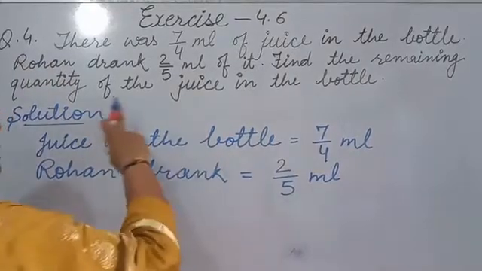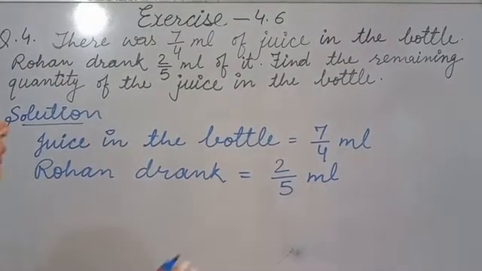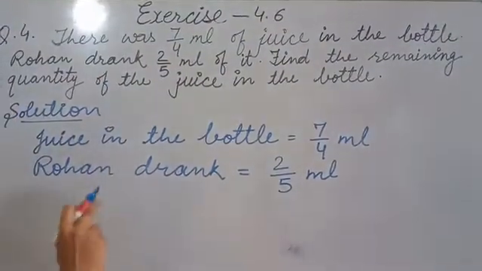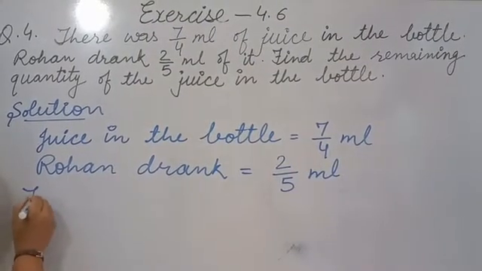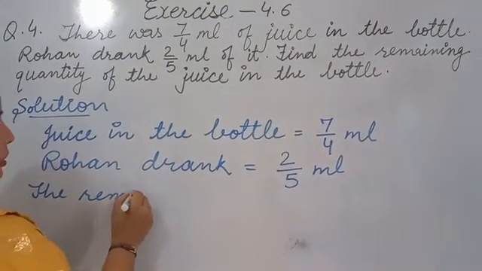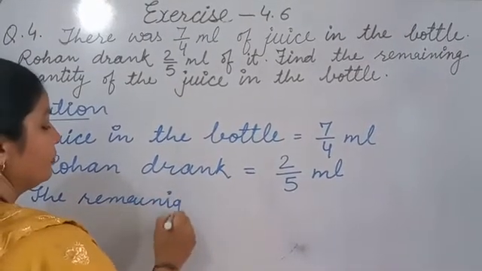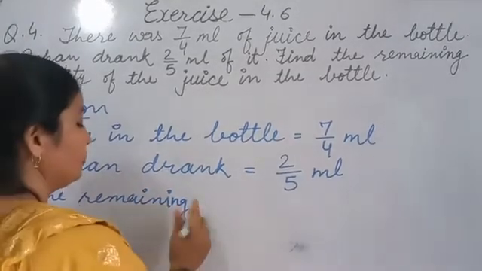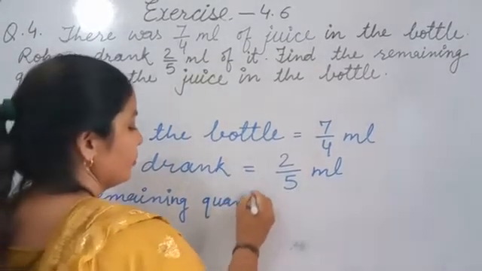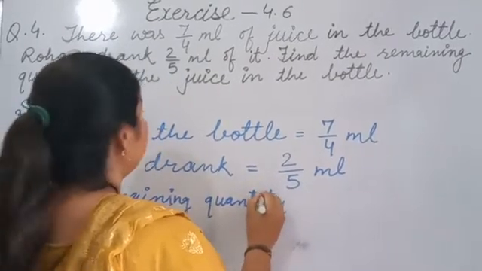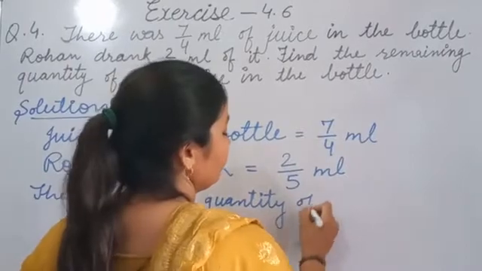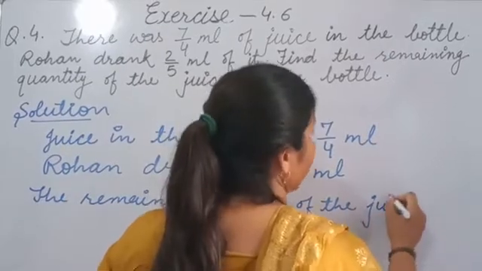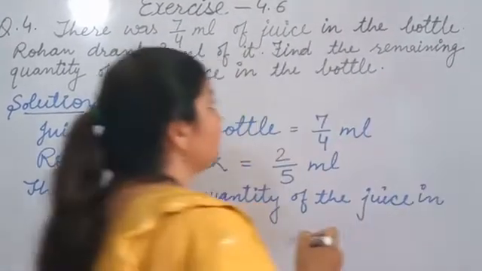Now find the remaining quantity of the juice in the bottle. So we'll leave the word find, because find means we are finding. So now the remaining quantity of the juice in the bottle. So we write here the remaining quantity of the juice in the bottle.